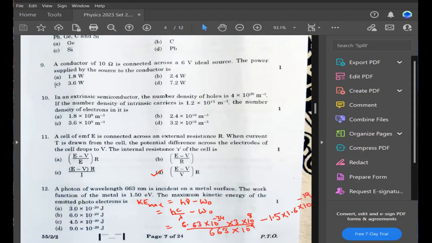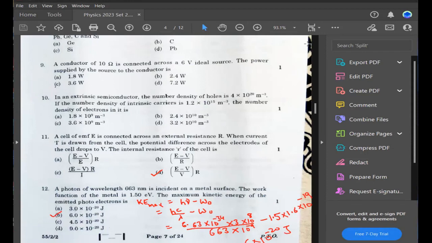Okay, very simple calculation. 6.63 upon 63. This will be 10 raised to the power minus 2, into 3 into, simplify it, minus 1.5. You get it to be 6 into 10 raised to the power minus 20 joules. So B option is correct.